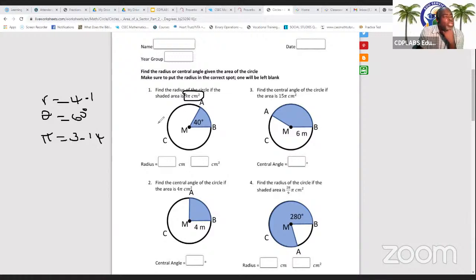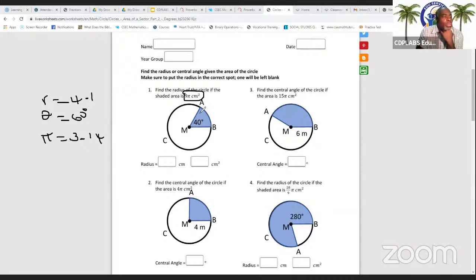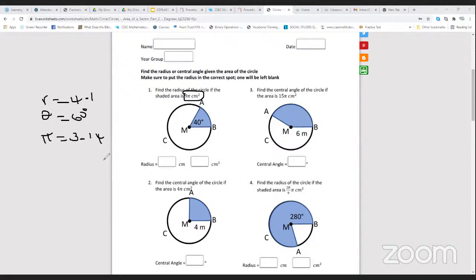Now, this expression is the area of what? The area of the shaded area. Now, what do we call the shape of the shaded area? A sector. Good.